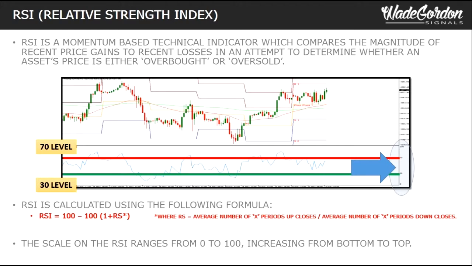When the RSI indicator goes below the 30 level, the asset is said to be oversold, i.e., excessive selling has taken place. And when below the 30 level, the RSI indicates that the asset may be undervalued at that point in time, and we could therefore see a rally in the price action as buyers step in.